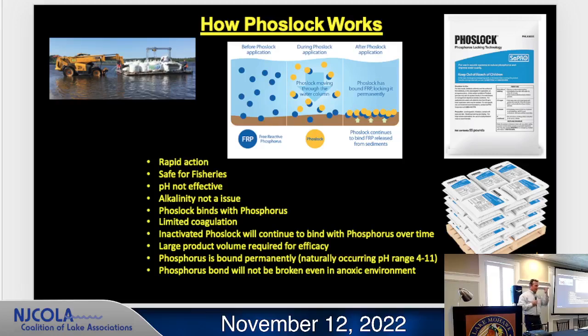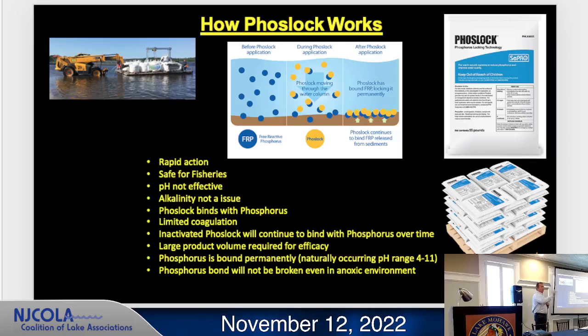They're all binding products, so the images are going to be roughly the same. You have free phosphorus sitting in the column. You put a product in, Phoslock, and it binds with it, okay? The difference, exponentially different, in a different family than the other two that we spoke about, is Phoslock addresses phosphorus.